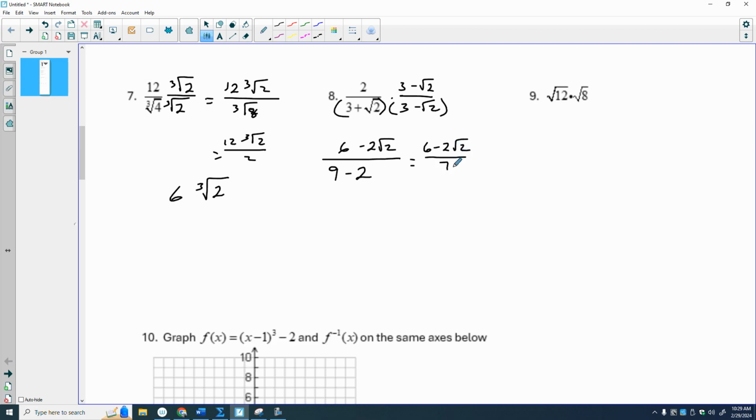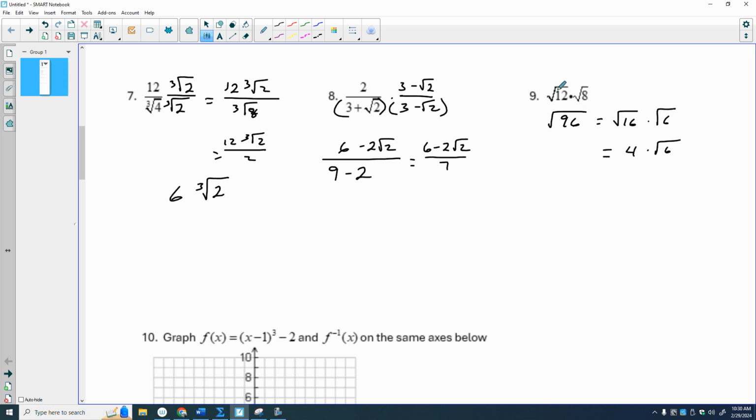I'm done. That works. Okay, I'm going to multiply this out again before I reduce. 12 times 8 is 96. 96 can be broken into 16 times 6. Why did I pick 16? Because it's a perfect square. And the square root of 16 is 4. Square root of 6 is some number.